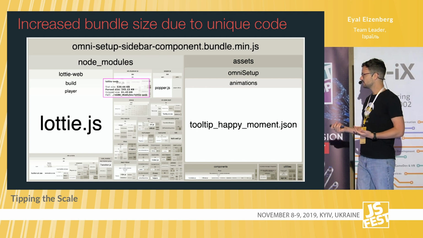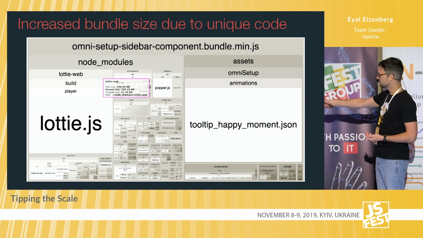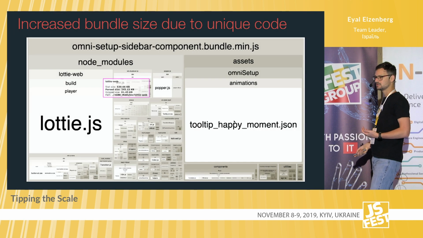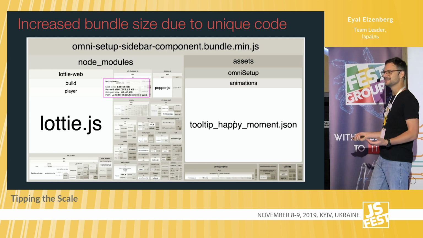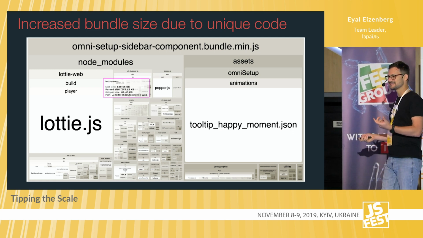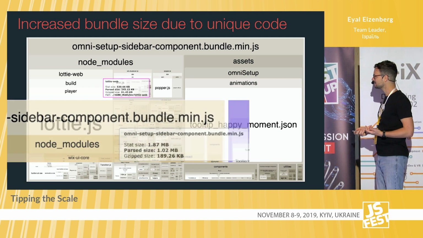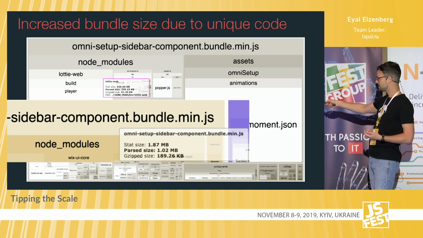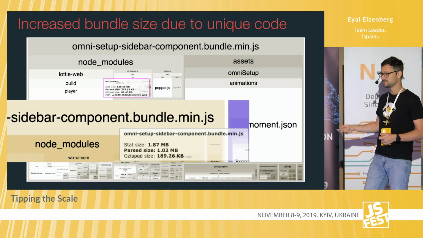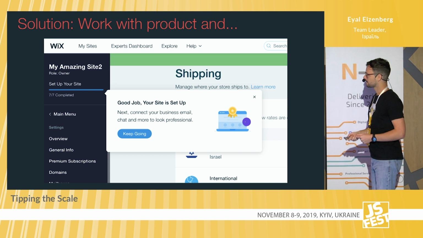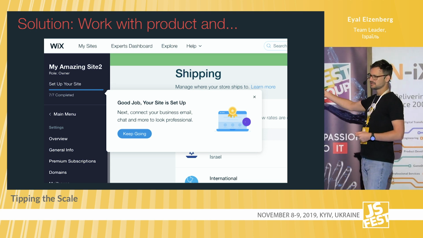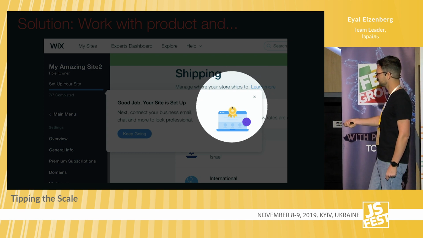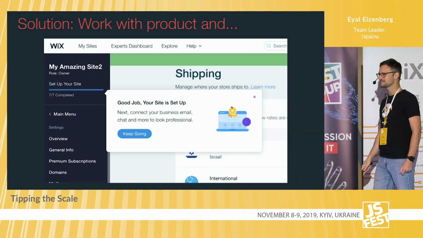But like I said, it weighed a lot. So you can see here, Lottie weighs 62 kilobytes, and this JSON was even more. It was like 120 kilobytes just for this animation and the happy moment. Altogether, the entire component bundle was 189 kilobytes, almost 190 kilobytes. And this is the happy moment. It's not animated here because it's a screenshot, but this thing here was like 120 kilobytes.